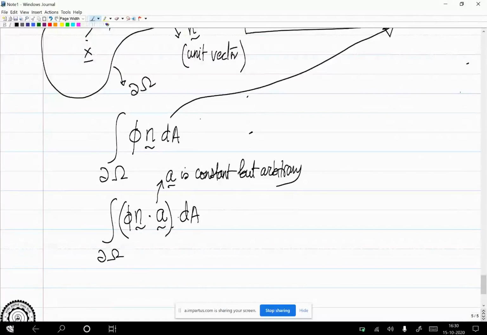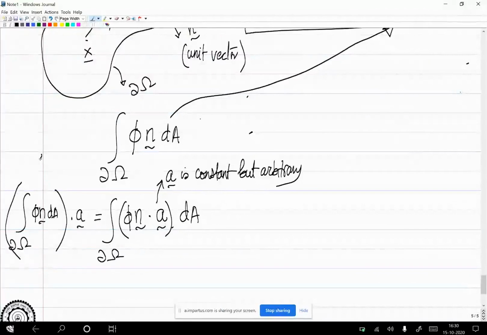Now, actually the first step was I would do this integral over del omega phi n dA dot with A. So I'm starting from here. You see this A is arbitrary but constant. So because A is constant, I can bring it inside the integral, and this is what it becomes. Okay, are you with me?